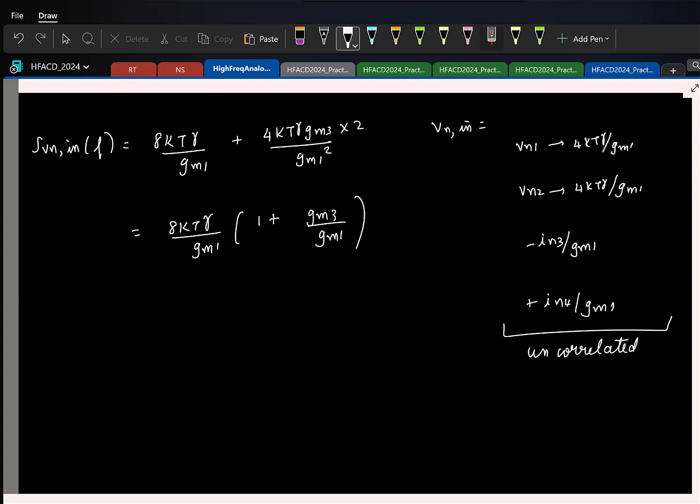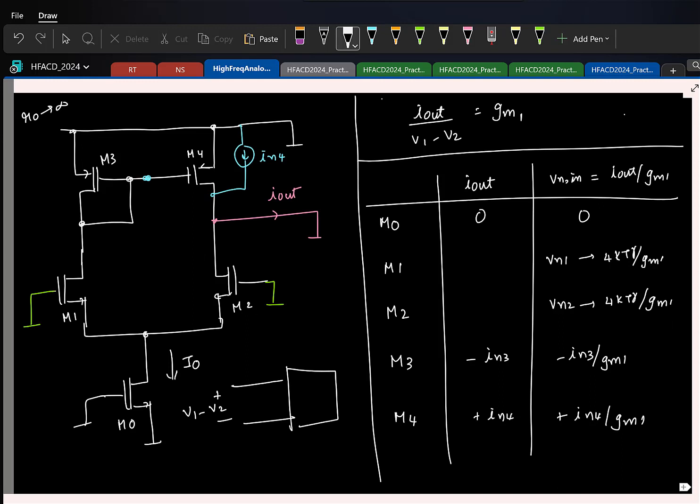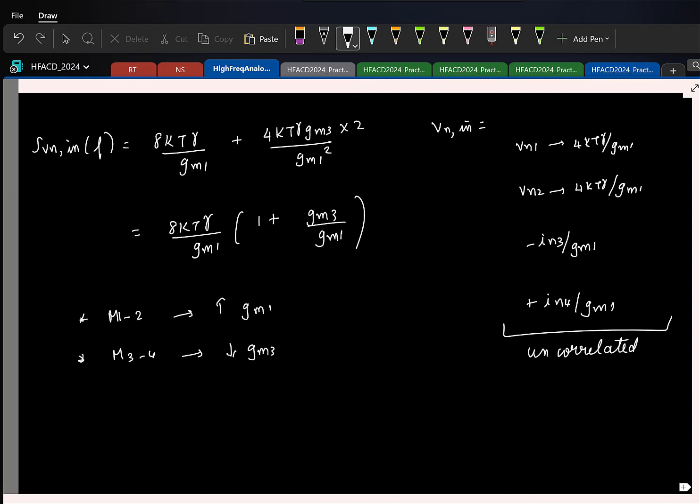And what about the second term? To reduce the noise contribution due to the current mirror, what can I do? We have to reduce the GM of those transistors. For M1 and M2, you increase GM; for M3 and M4, we reduce GM3. Also remember that the tail current will be fixed by something else, let us say slew rate. So the current here is I0 by 2, and the current in transistor M3 is fixed.